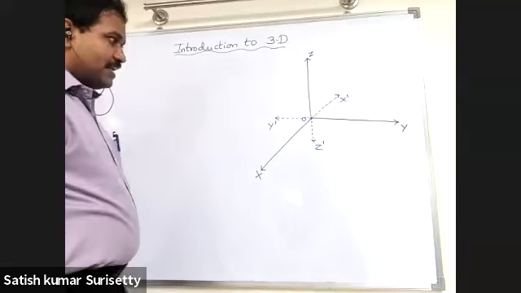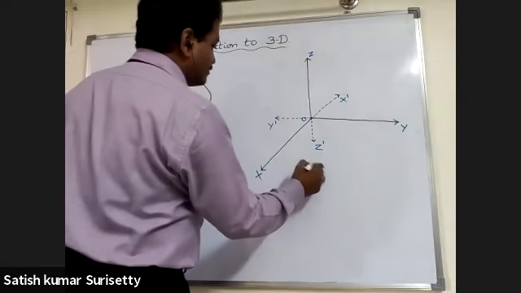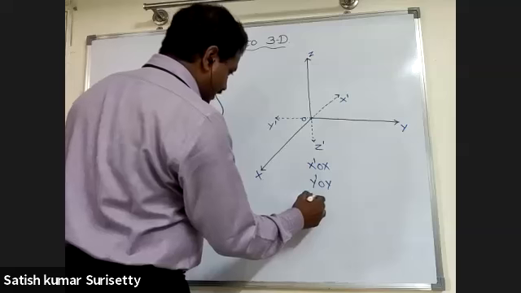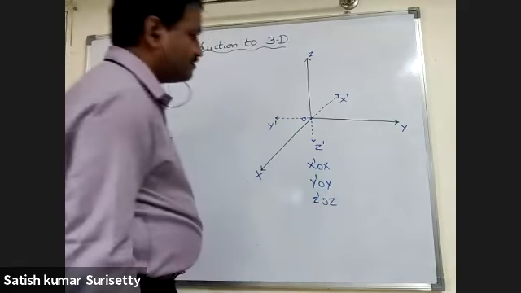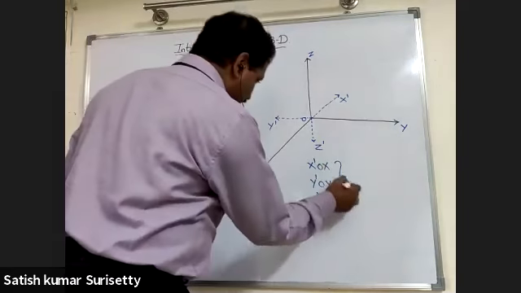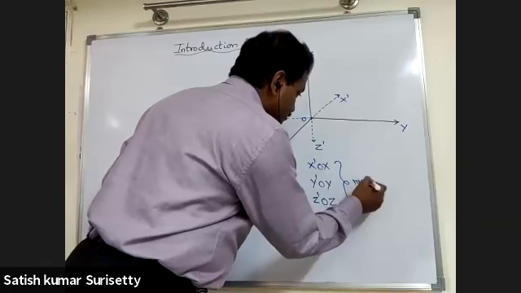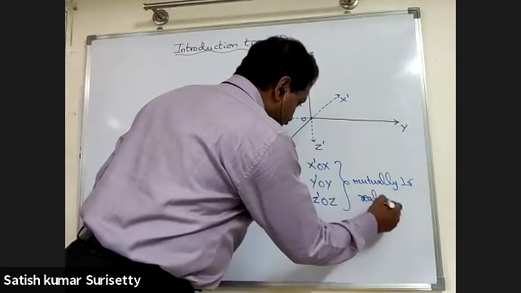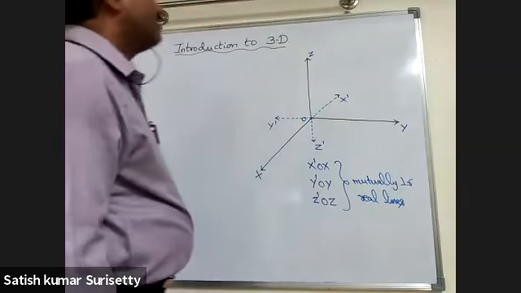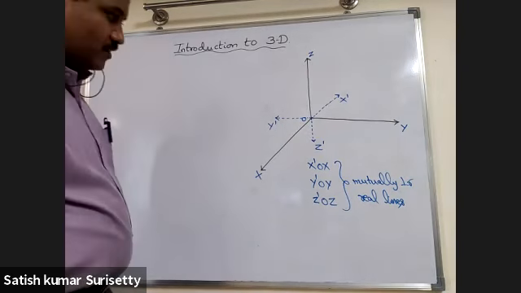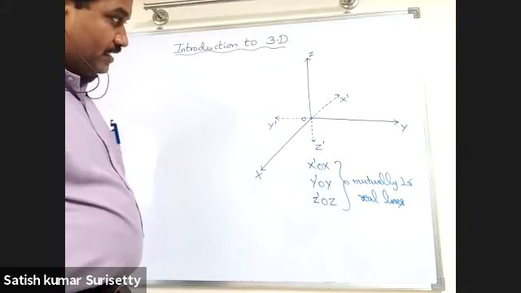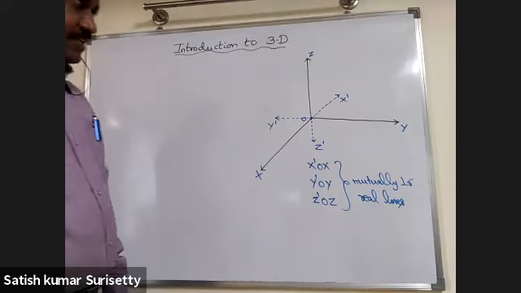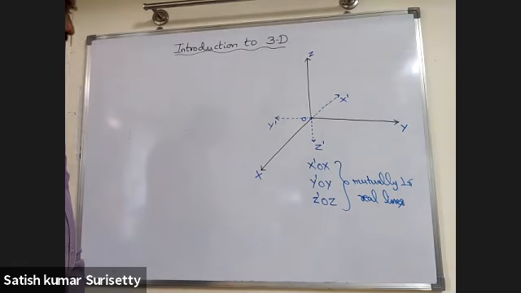Let x dash ox, y dash oy and z dash oz be three mutually perpendicular real number lines intersecting at a point O, called origin.